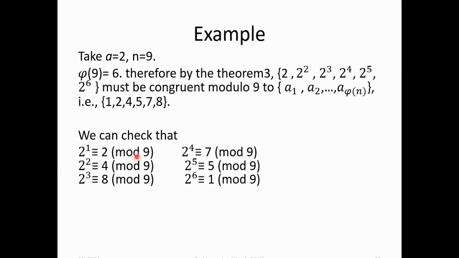Now 2 to the power 1 is 2, 2 squared is 4, 2 cubed is 8, they are the same under modulo 9. 2 to the power 4 is 16, which is congruent to 7 modulo 9. Similarly, 2 to the power 5 is congruent to 5 modulo 9, and 2 to the power 6 is congruent to 1 modulo 9. So we are getting 2, 4, 8, 7, 5, 1. This set only. And hence our theorem is verified here.